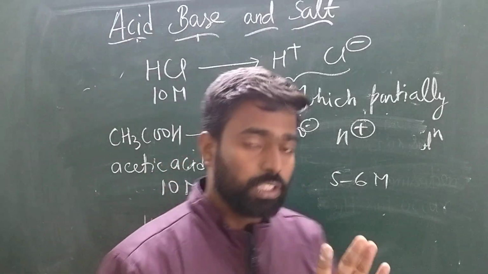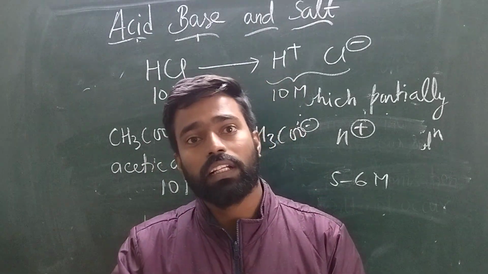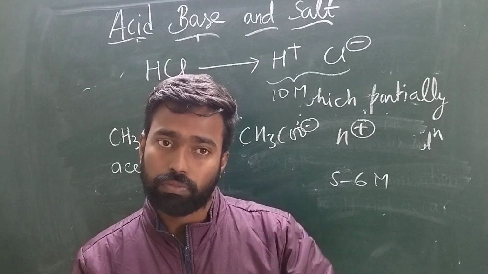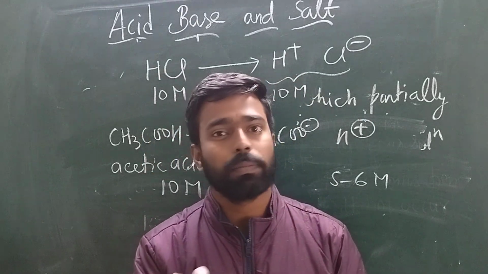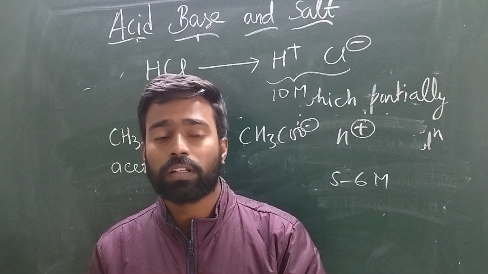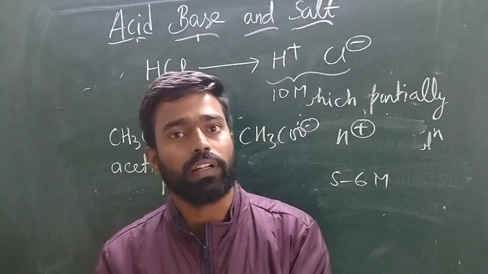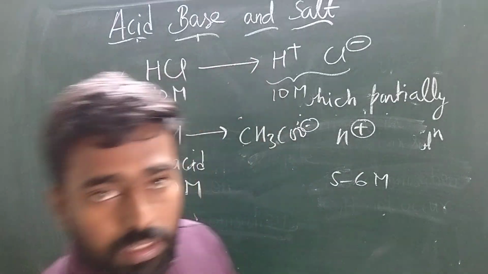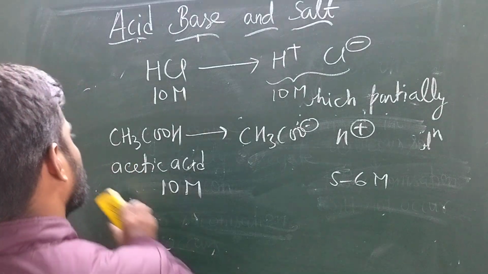So, strong acids are those in which 100% ionization will occur and it gives H plus ion. Weak acids are those in which partial ionization occurs, 100% ionization will not occur, and it also gives H plus ion, but the concentration of hydrogen ion in both acids is different. This is the example of strong acid and weak acid.